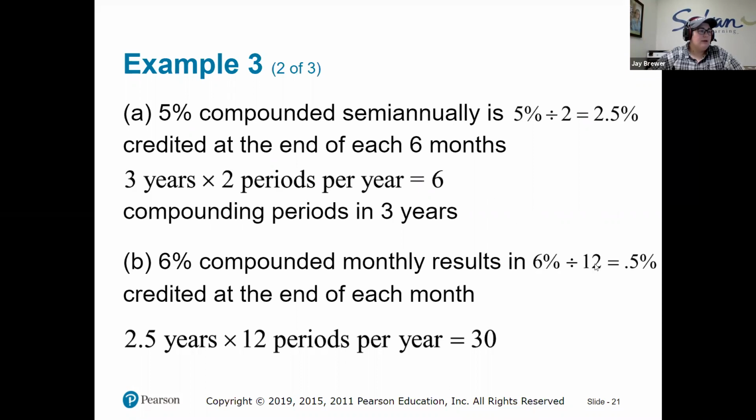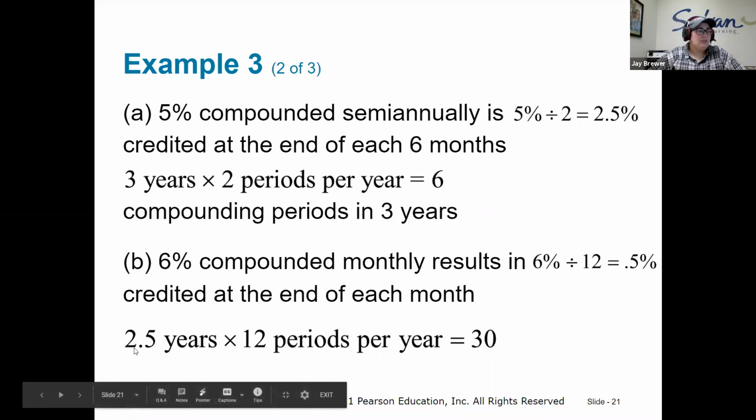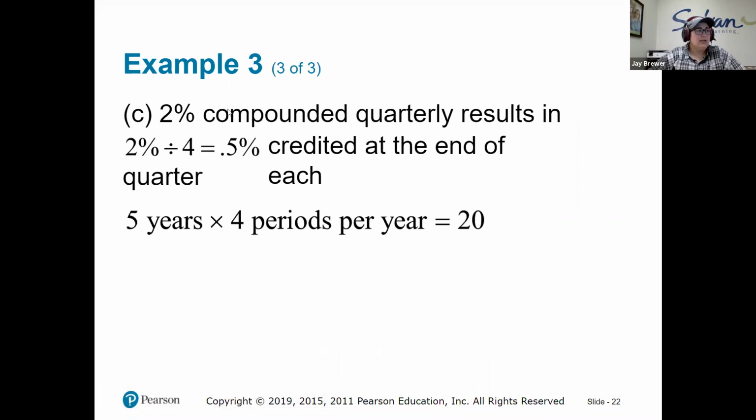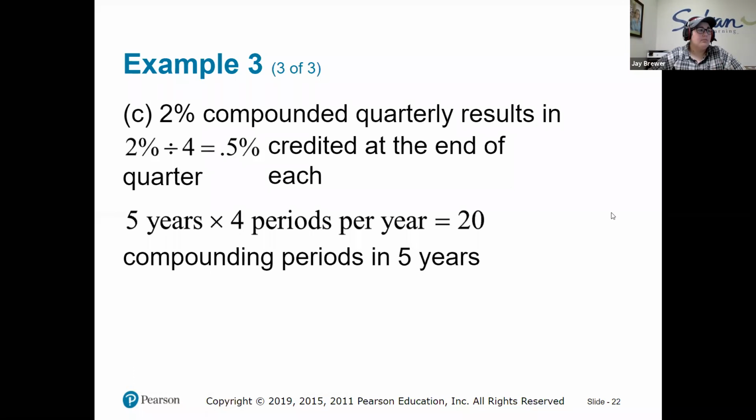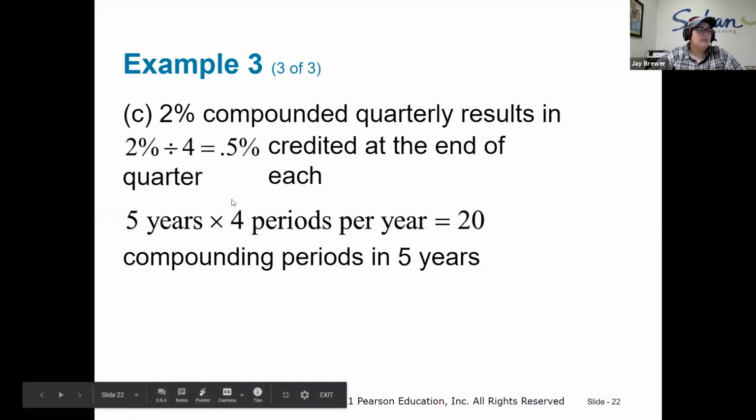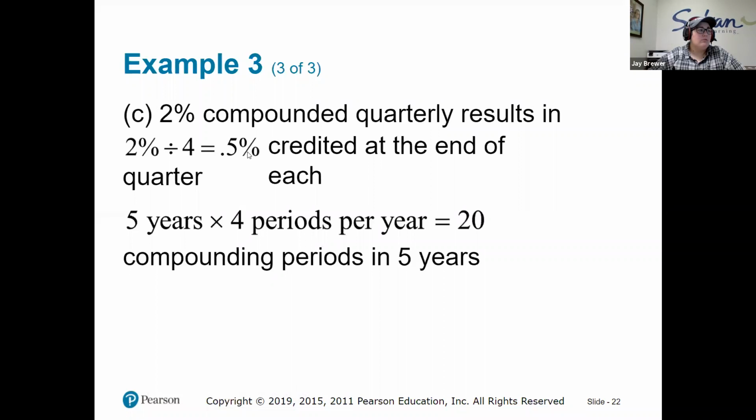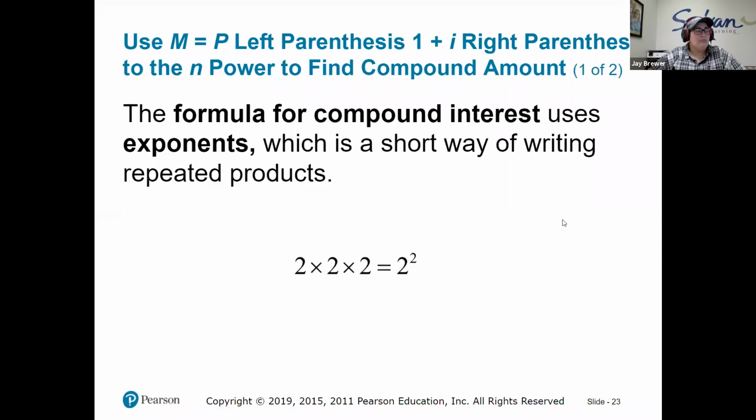6%, you'll divide it by 12 because it says monthly and there are 12 months in a year. So you divide that, you get 0.5. And then to find the periods, you're going to take 2.5 times 12 and you get 30. Okay. For the last one, it's quarterly. There are 4 quarters in a year. So 2 divided by 4 gives you 0.5 again. 5 years times 4 will give you 20. You have tables for all of this, so you will be more than fine.